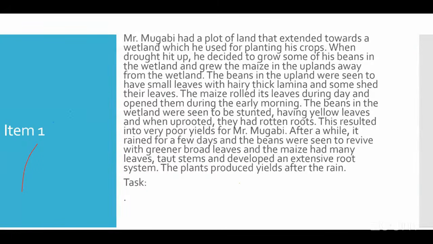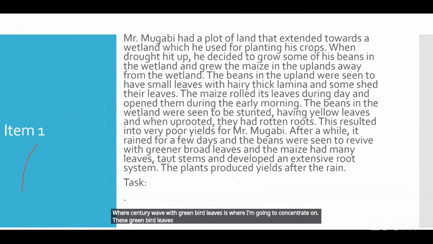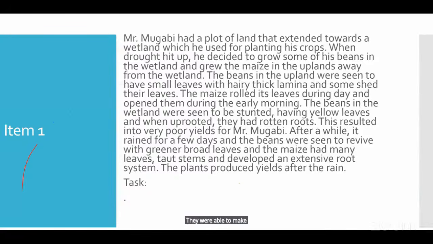All right, thank you. Let us have Shadia share. You can mute yourself, Mary. The plants were seen to revive with green broad leaves, which is where I'm going to concentrate on. These green broad leaves mean that the number of chloroplasts increased, which contain more chlorophyll, responsible for trapping sunlight. So they were able to make more food for the plant, which enabled it to produce more yields. Thank you.